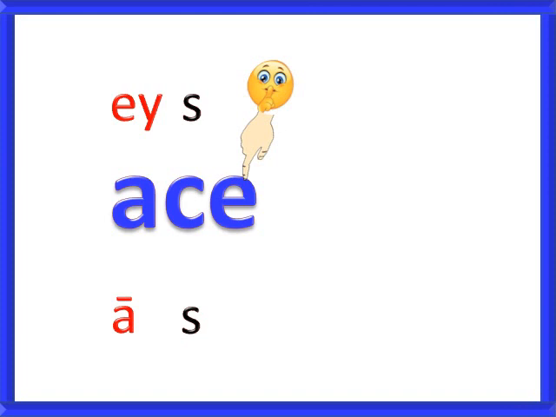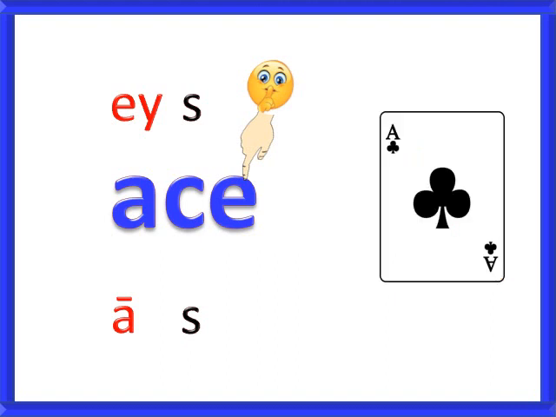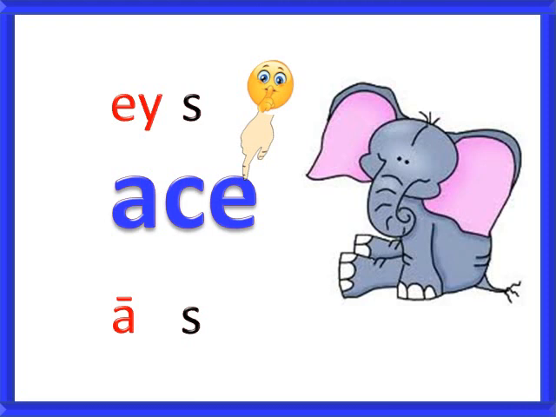Okay, now, let me show you some aces. Here is an ace of hearts, and here is an ace of clubs, and here is an ace of spades, and here is an ace of diamonds. And here is my friend Ace the Elephant. His name is Ace the Elephant.